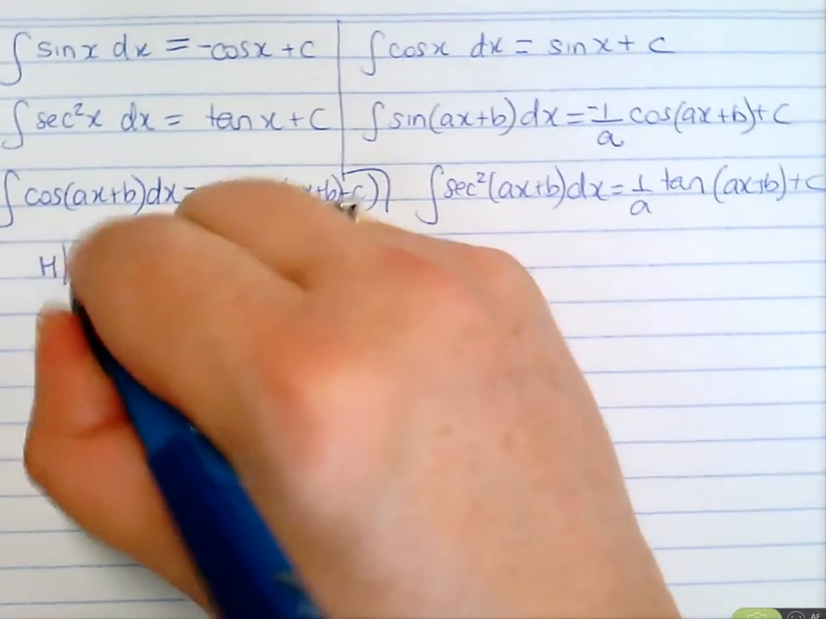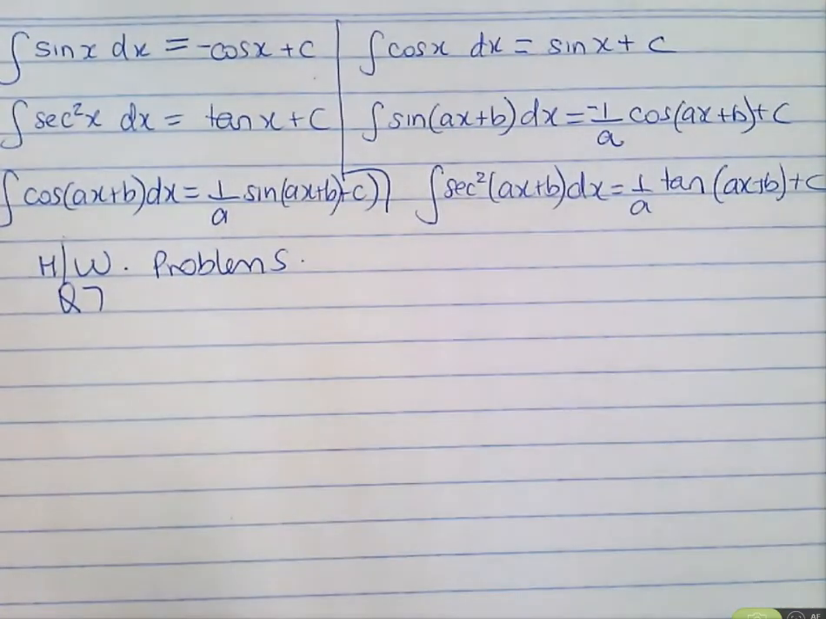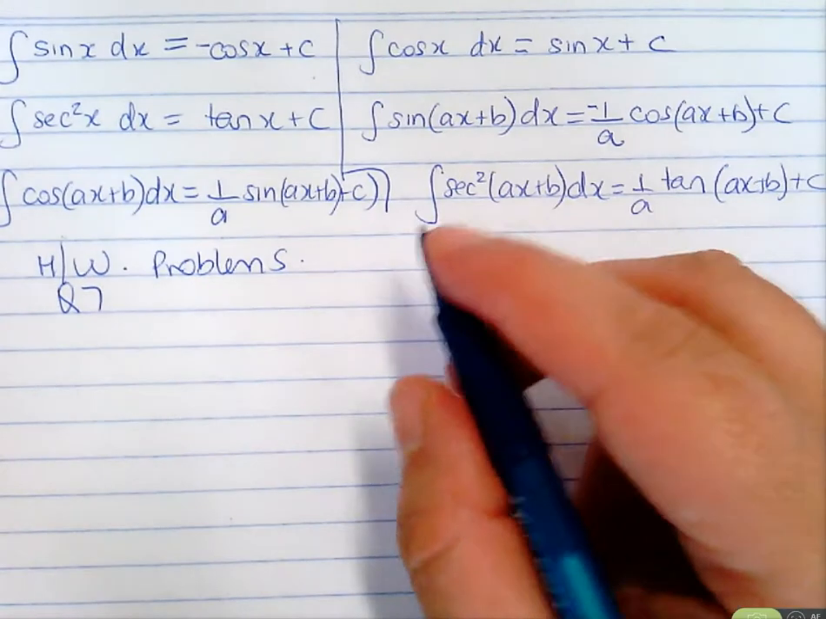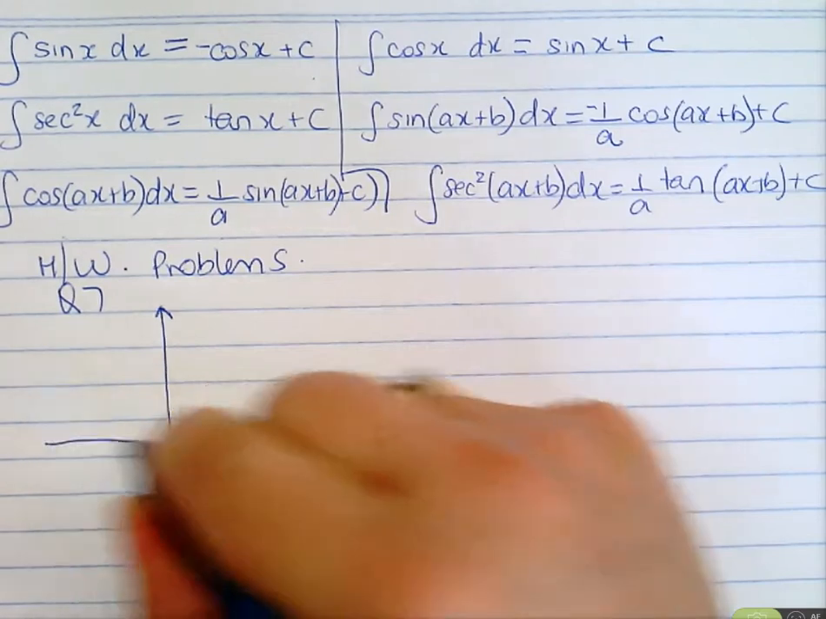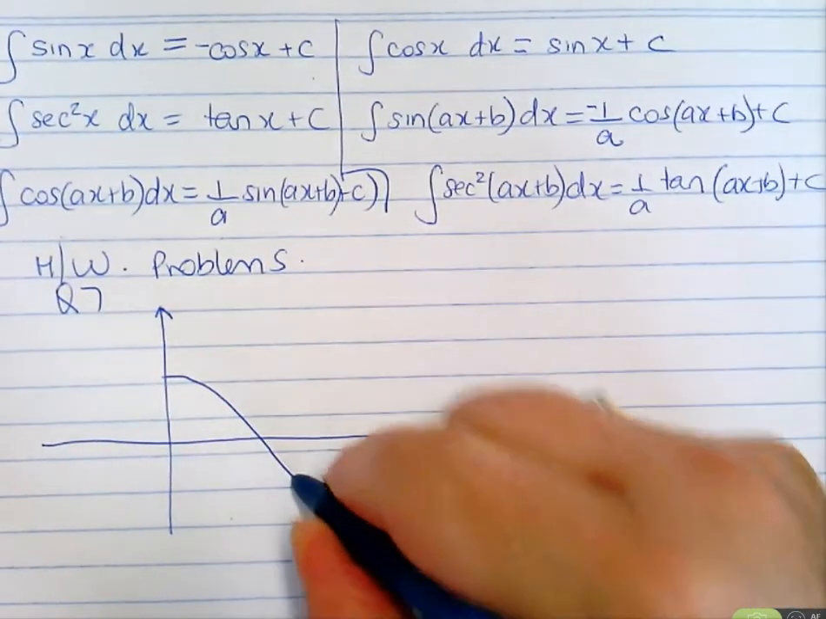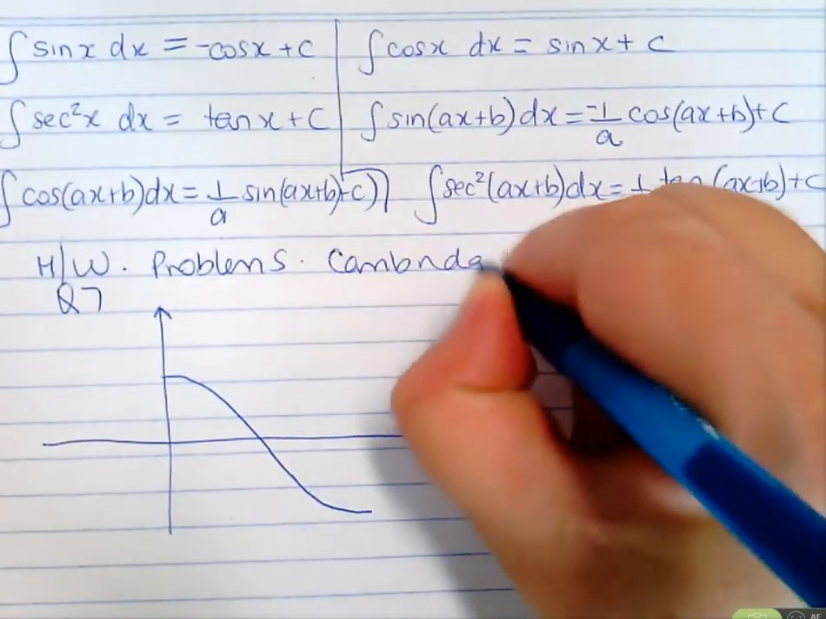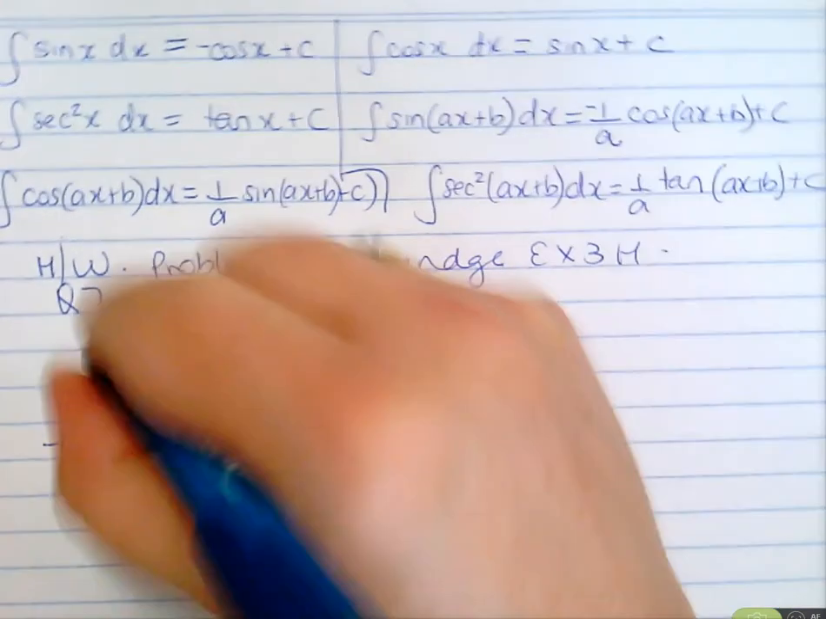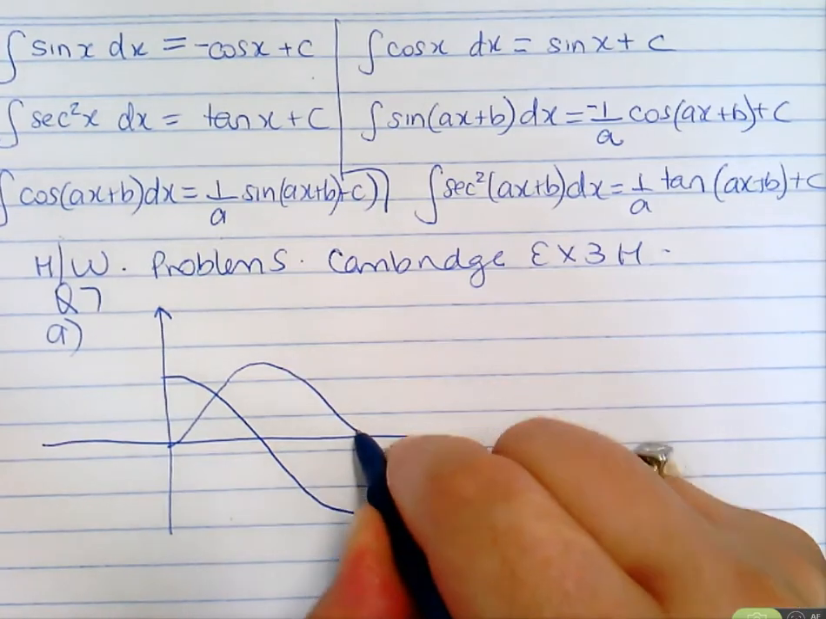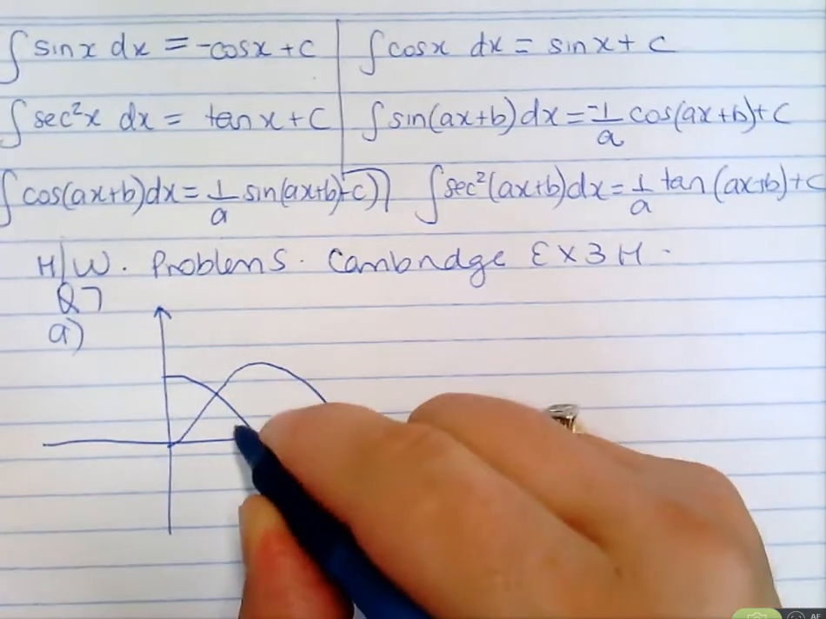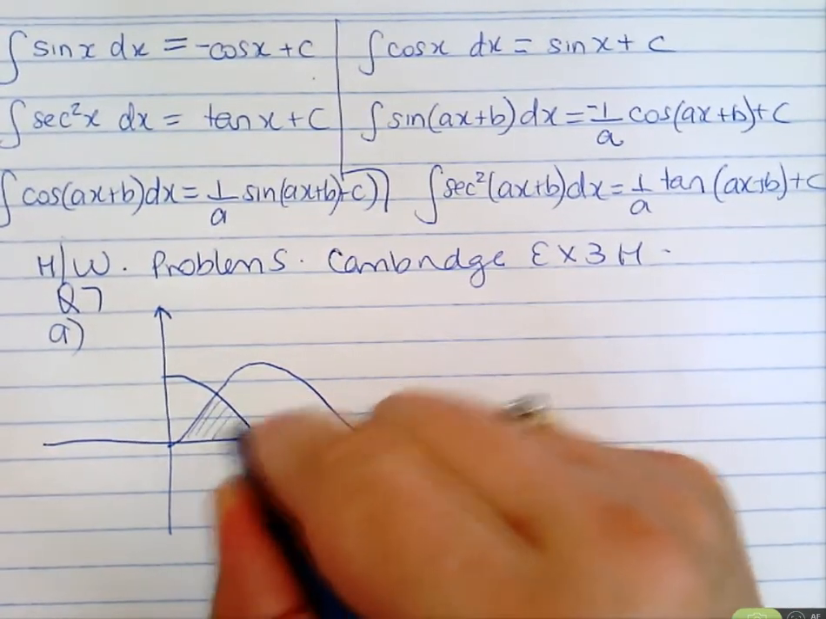Now homework problems. Question 7. Which one? Cambridge. Question 7, A or B? Because you have to separate the curves. So I never got to this one yesterday. Cambridge, exercise 3H, question 7A. I wanted to do this, but I never got to it. All right, did I not do this one? No. You sure? Good.